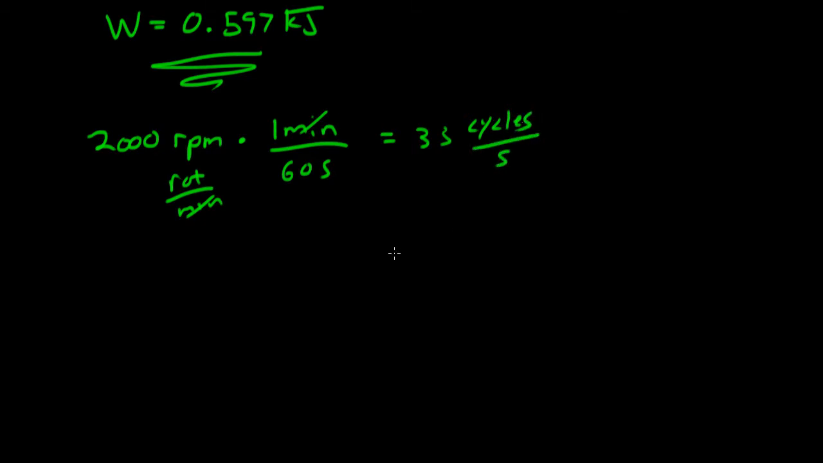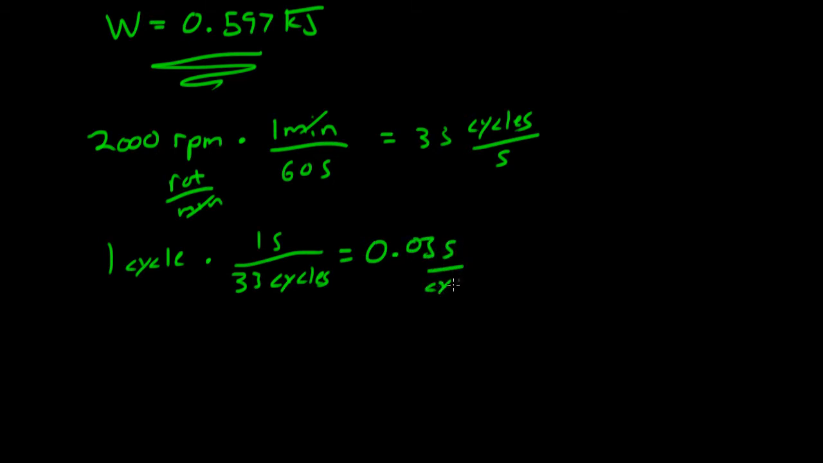cycles per second. A car engine is a 4-stroke engine, which means that the power stroke takes approximately 1/4 of the cycle time. We have 1 cycle times 33 cycles per second is 0.03 seconds per cycle times 1/4, since a power stroke is 1/4 of our cycle time. So we see that our power stroke is about 0.0075 seconds.